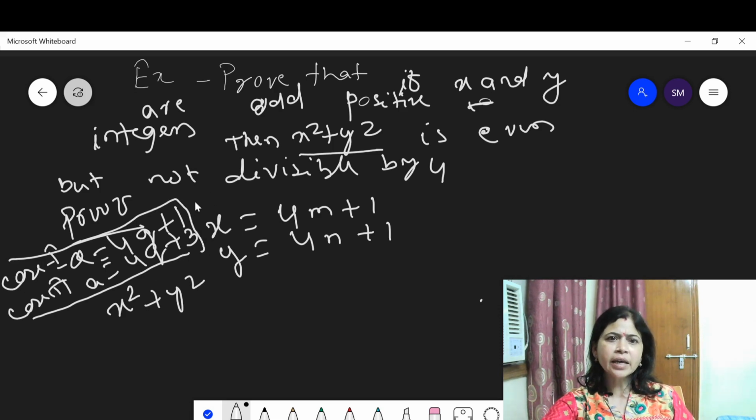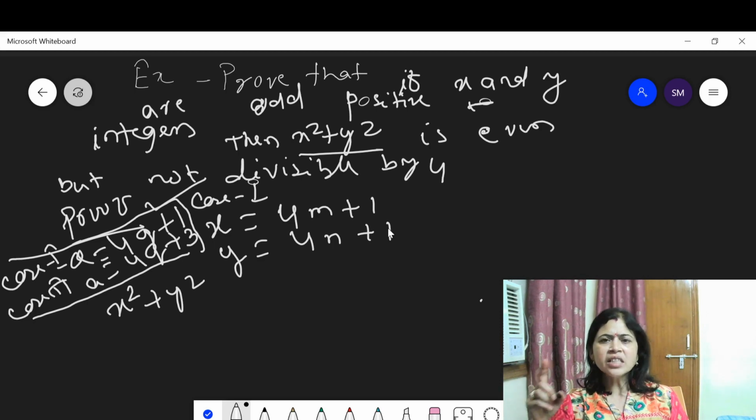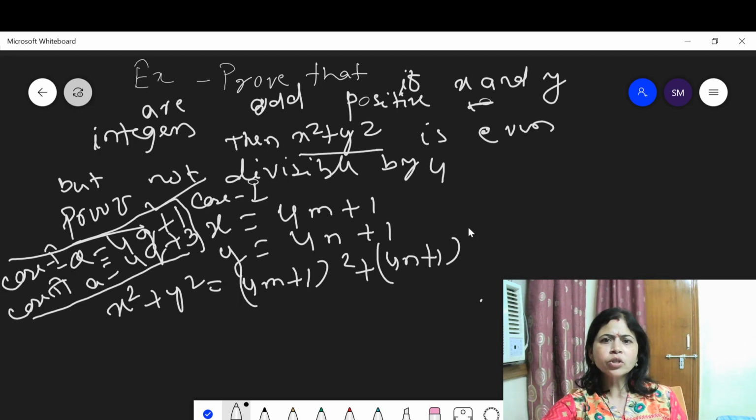Here first we take case 1. In case 1, x is equal to 4q plus 1. Let x be equal to 4m plus 1 and y be equal to 4n plus 1, because here the condition says that x and y both are odd positive integers. Then x square plus y square is equal to (4m plus 1) whole square plus (4n plus 1) whole square. Then here (a plus b) whole square is a square plus b square plus 2ab.